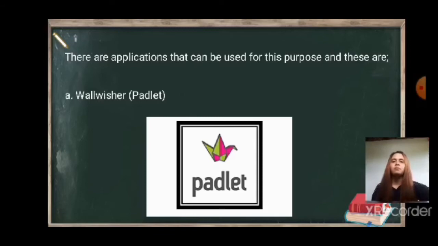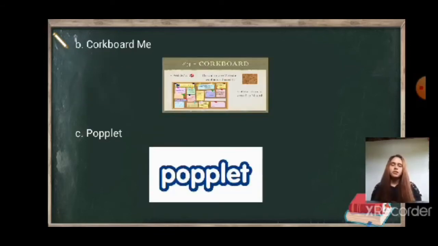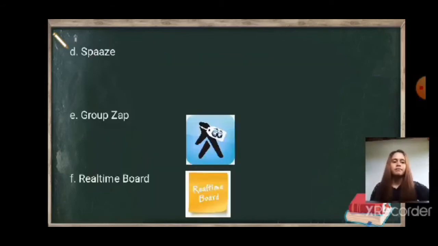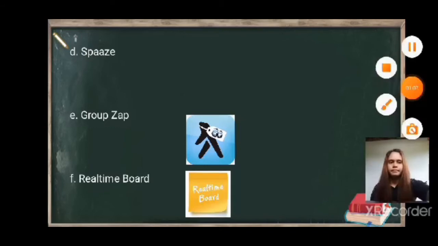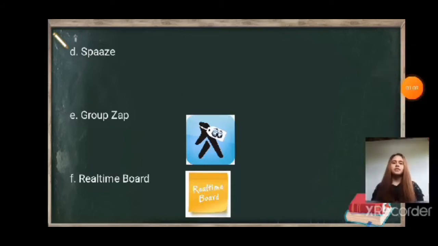Next is Corkboard Me. This is now called Note App, which is a Wall Wisher-like tool. This site has the ability to embed your virtual bulletin board. Next is Padlet. You can make an online bulletin board with virtual post-its. Next is Space. This is similar to the others on this list. Registration is required.